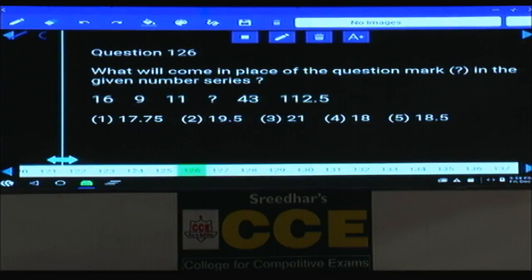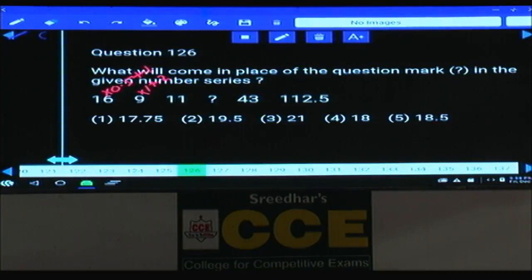Now 16 and 9, the number decreased once, and from there the number increases. What should we do? Into 0.5. 16 into 0.5 is how much? 8 plus 1 is 9. సరిపోయింది. Into 0.5 plus 1. Next one, 9 into 1. 9 into 1 is 9 plus 2.